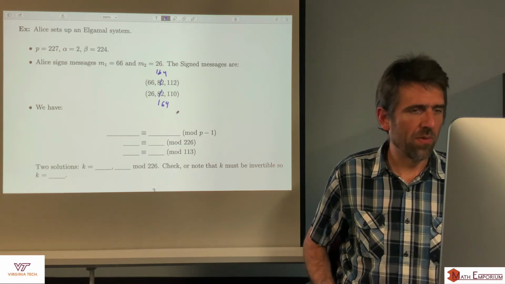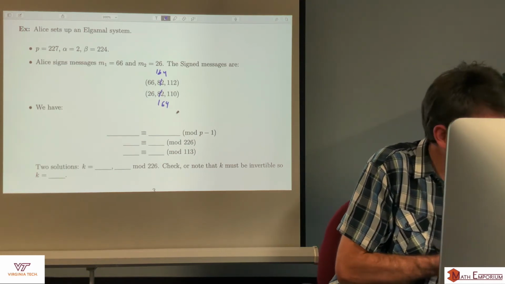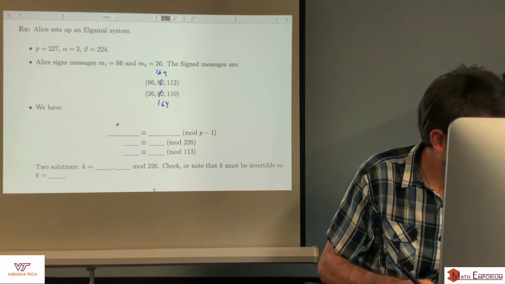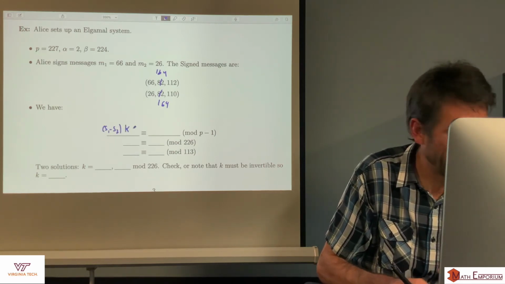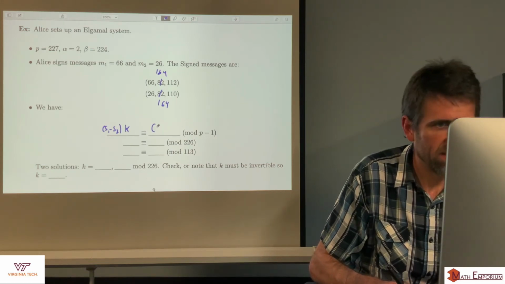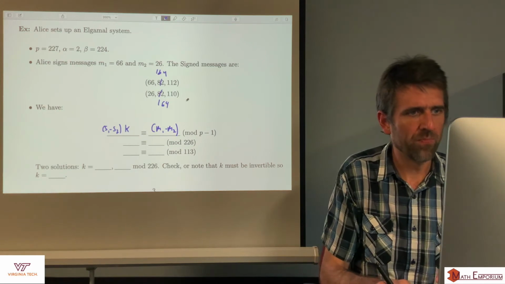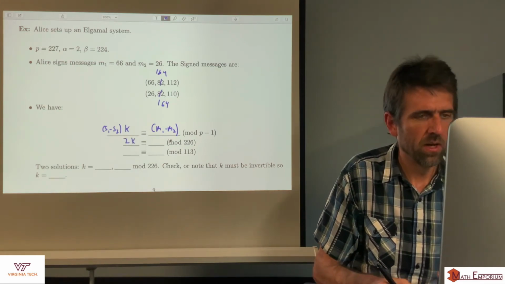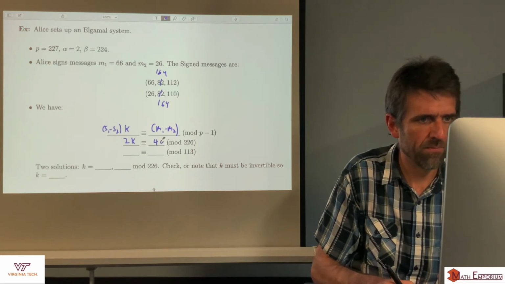All right, so that means then that we know, according to our equation above, that S1 minus S2 K is the same as M1 minus M2. Okay, so S1 minus S2 is 2. So 2K is congruent to 40 then.